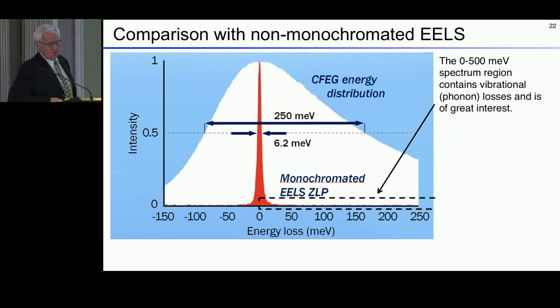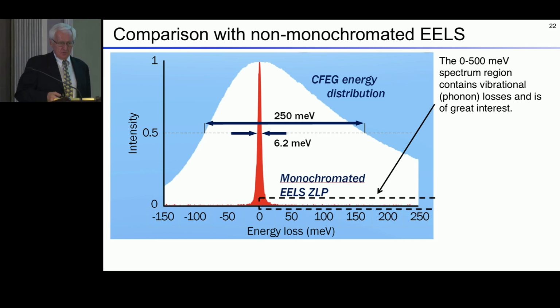So what's the new thing that this allows us to see? Previously, our energy loss spectra were dominated by the energy distribution of the source. And it was very wide. You monochromate, this region becomes accessible. Whatever signals are in there, you can see it. And that's, of course, where the phonons are.